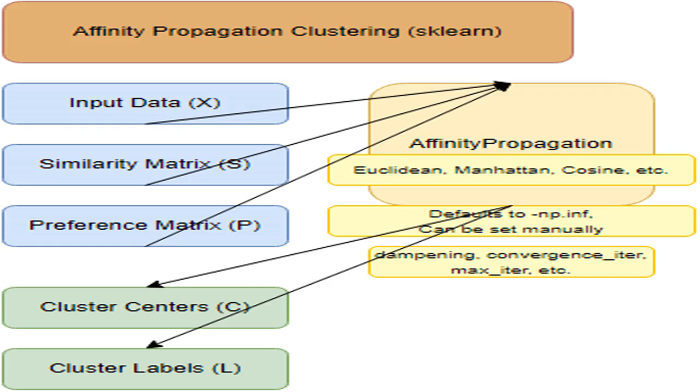Affinity propagation. The raw input data is passed to the affinity propagation algorithm. The similarity matrix, capturing the relationships between data points, is provided to the algorithm. The preference matrix, indicating the preference for each data point as a cluster center, is input to the algorithm. Cluster centers. The algorithm produces the final set of cluster centers based on the provided input. Cluster labels. The algorithm generates the cluster labels, assigning each data point to its respective cluster.